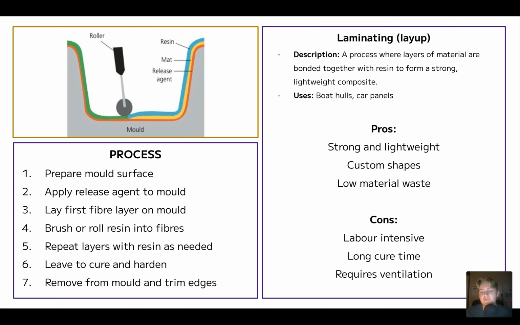The pros of it is that it creates a strong and lightweight part. That's kind of just the pros of composite materials, really. But laminating specifically allows you to create a very custom shape using a limited amount of tooling and using a lot less material than other kinds of composite processes, which means we have less material waste.